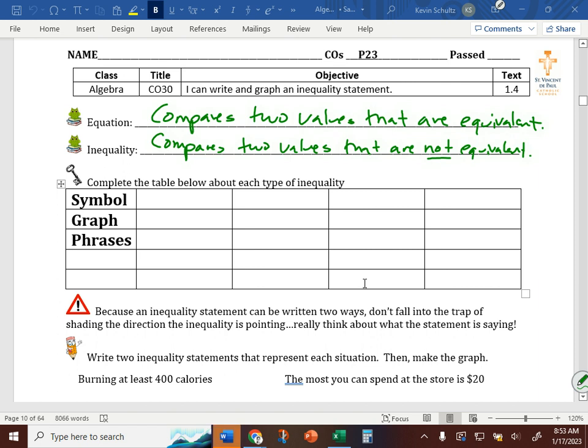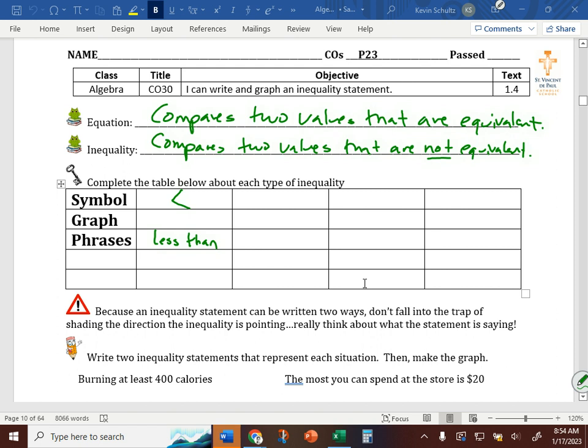So if they're not equivalent, what can they be? Okay, if they're not equal, what can they be? Well, the first symbol we're going to talk about is that one. And what is that? The less than symbol. Okay, we're going to put that under phrases. Right? It is the less than symbol.